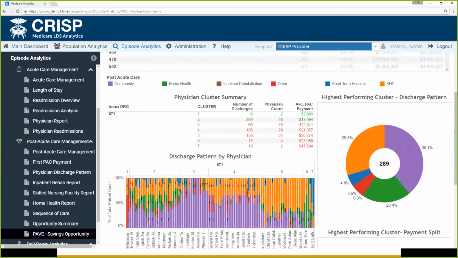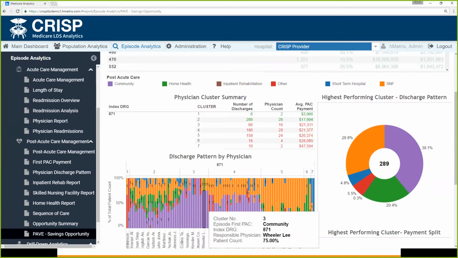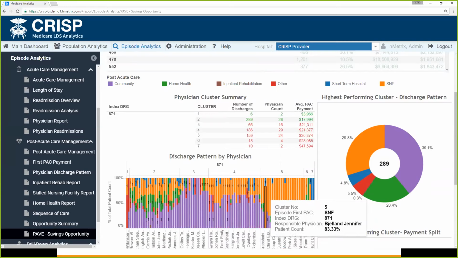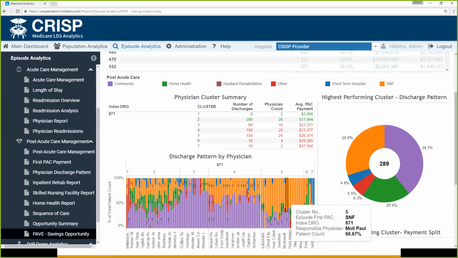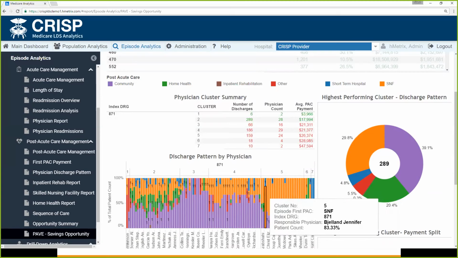And here you can see that the physicians in cluster 3 almost always discharge their patients to the community. That's the bulk of them. Whereas the physicians in cluster 5 seem to send all of these patients to a skilled nursing facility. These clusters are within an MSDRG, so it is an apples to apples comparison, and that practice variation is an opportunity to try and optimize the care that is delivered to these patients.